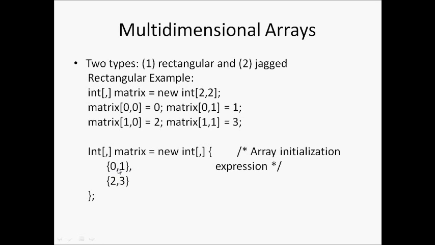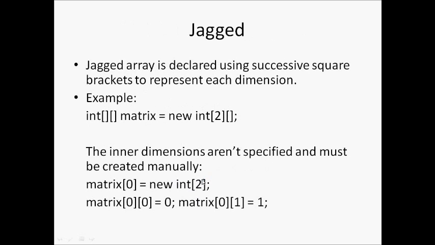For a jagged array, it's declared using successive square brackets to represent each dimension. For example, we have a two-dimensional matrix of integers. You only specify the number of rows, using our previous example, a two-dimensional array. The inner dimensions aren't specified, and you must create this manually.